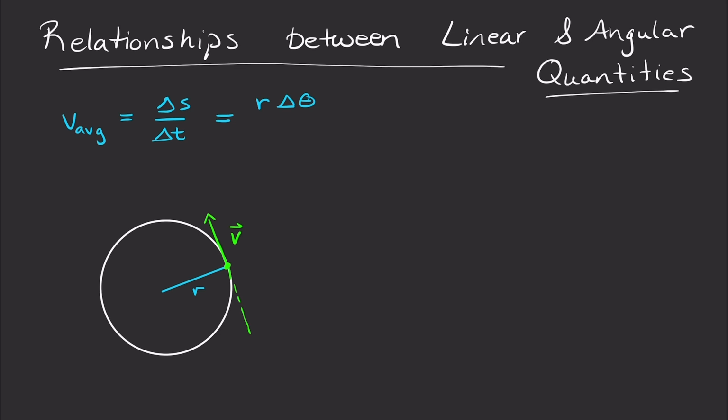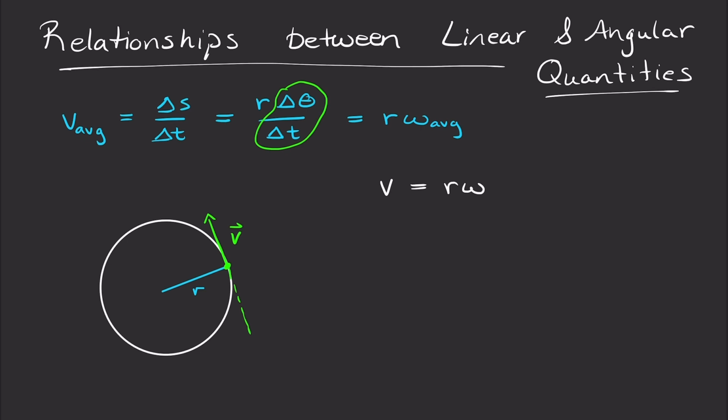Okay, so we replace delta s with r delta theta, and then over delta t. Well, this delta theta over delta t is just omega. So we can replace that, and we get v average equals r times omega average. Okay, and then we can make a similar argument just like we did for our instantaneous quantities before to get v equals r omega for the instantaneous velocity as we're going around the circle.